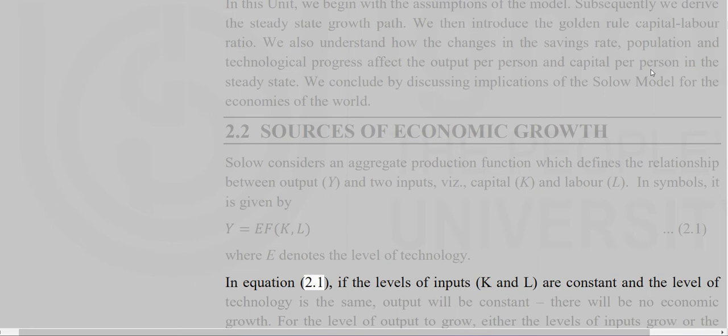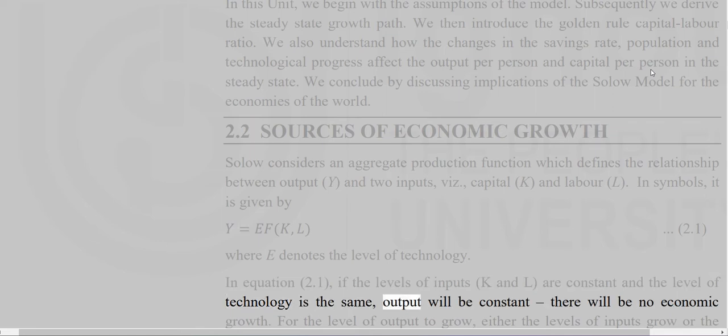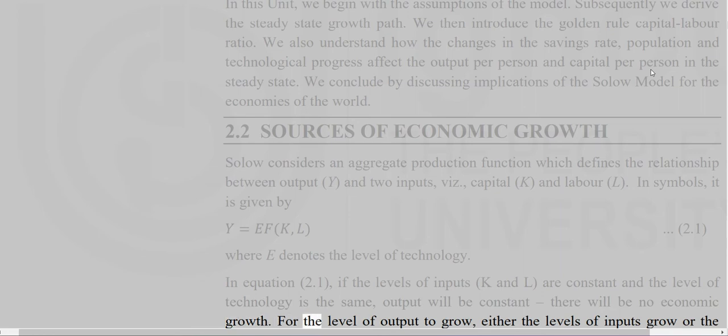In equation 2.1, if the levels of inputs, K and L, are constant and the level of technology is the same, output will be constant, there will be no economic growth. For the level of output to grow, either the levels of inputs grow or the level of technology must improve, that means, there should be technological progress or productivity growth, or both. Thus growth of output has two sources, viz., 1, growth in inputs, and 2, productivity growth.